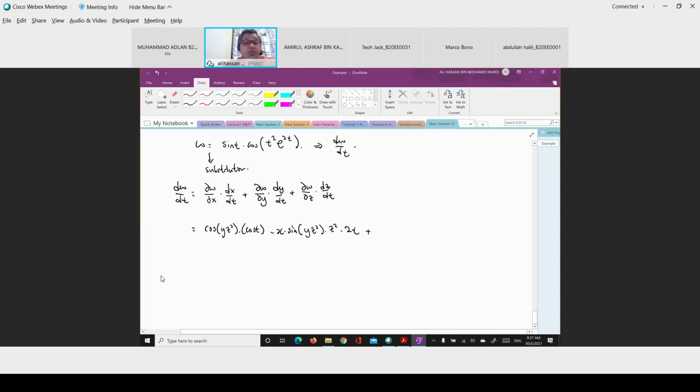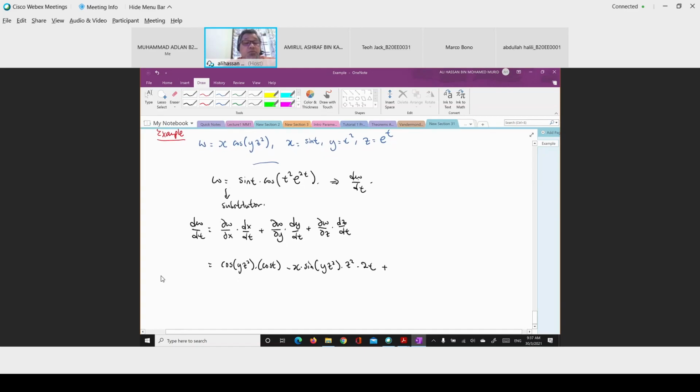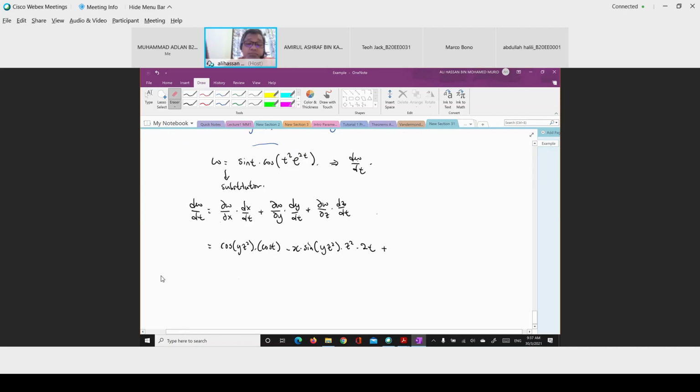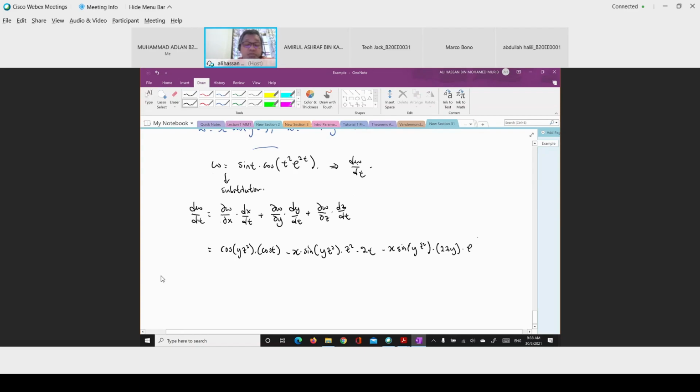Again, z is inside the cosine function. So w partial z is minus x sine yz squared. Differentiate the inner function yz squared with respect to z is 2zy, isn't it? 2zy. Then finally, dz dt is e to the power of t.